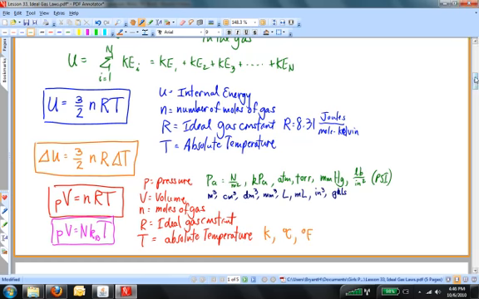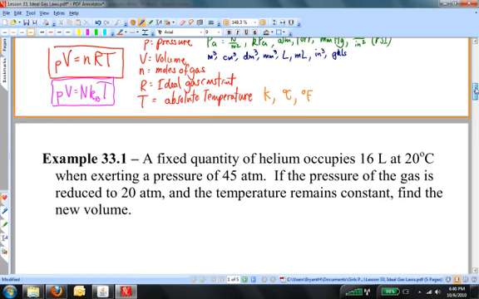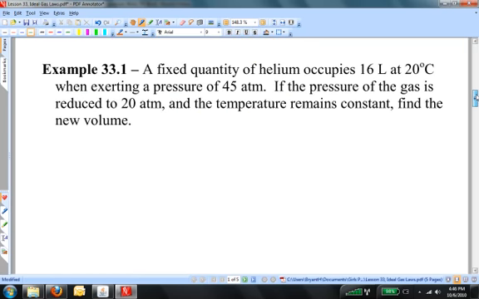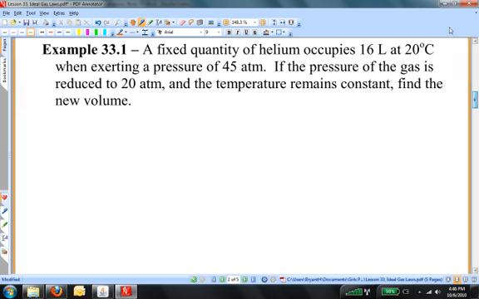So let's go on to some specific examples. There are 4 in your textbook. We're going to work all 4 of them. We're going to work them all using the ideal gas law, even though your authors do it a different way.